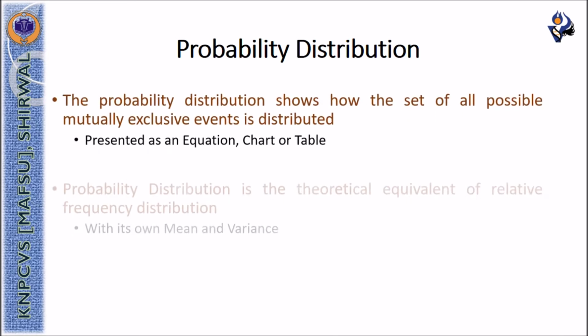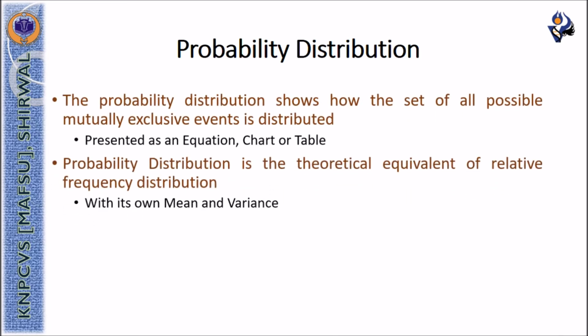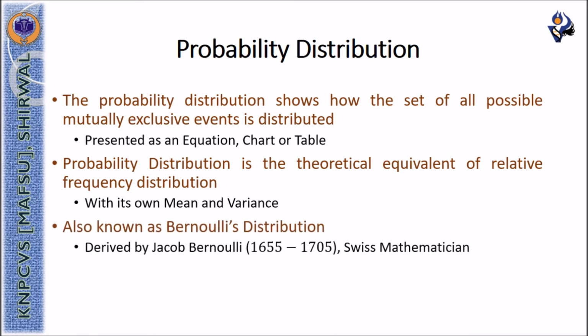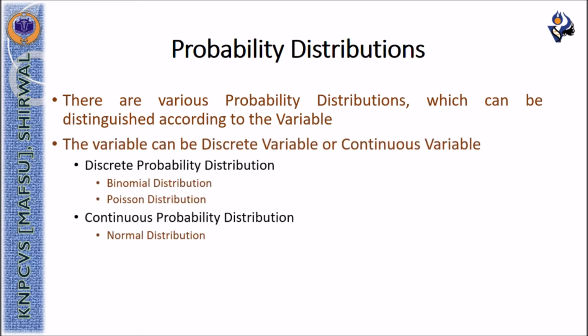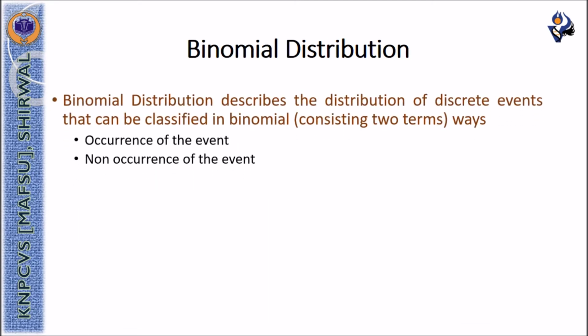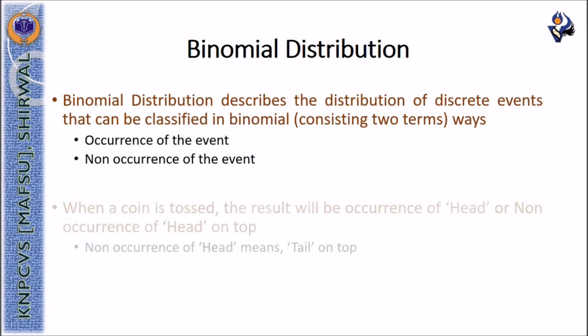Probability distribution can be presented as an equation. It has its own mean and the variance. There are various probability distributions according to the nature of the variable, such as binomial distribution, Poisson distribution, and normal distribution. The binomial distribution describes the distribution of discrete events that can be classified as occurrence of the event or non-occurrence of the event.